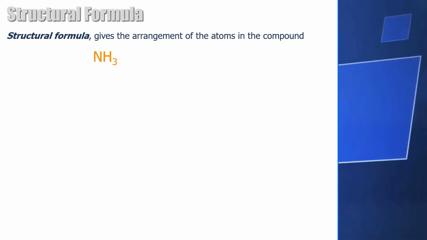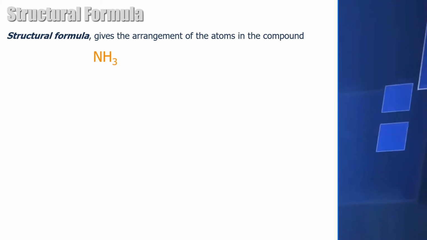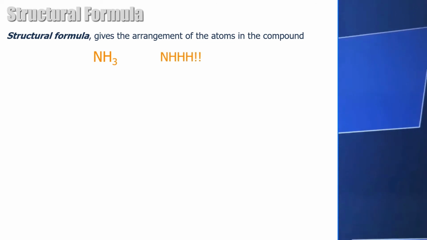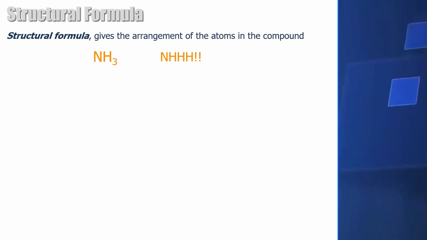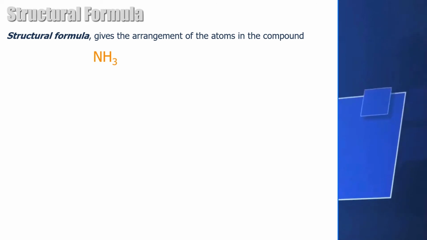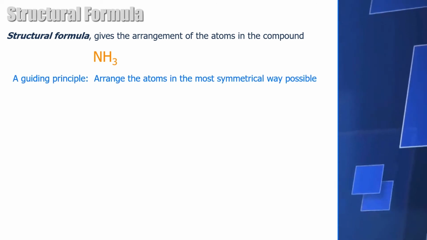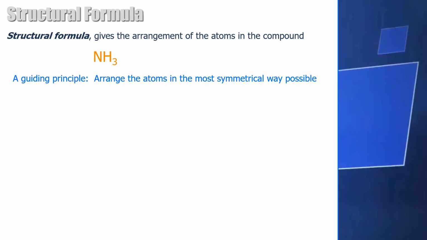Now, the main drawback for the molecular formula is that it gives us little detail about the actual arrangement of the atoms within the molecule. For all we know, the arrangement could be NHHH. So, what is the correct structure for this compound? A guiding principle in simple molecular systems like ammonia is to arrange the atoms in the most symmetrical way possible. This guess of the skeletal structure is a good first approximation.